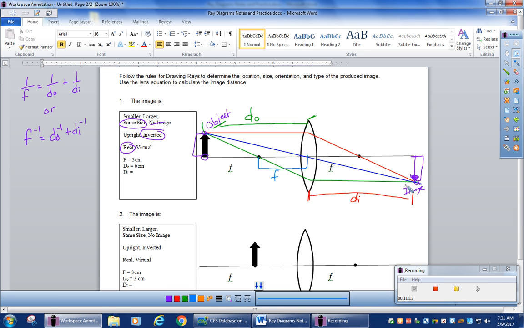So the way that this equation works, I'm going to do 3 to the negative 1, that's my focal length, 6 to the negative 1, that's the object distance, and we're going to be solving for the image distance. So, doing a little bit of algebra, rather than adding the inverse of 6, I'm going to subtract it. So now I have 3 to the negative 1 minus 6 to the negative 1 is going to give me my image distance to the negative 1. Grab a calculator real quick.